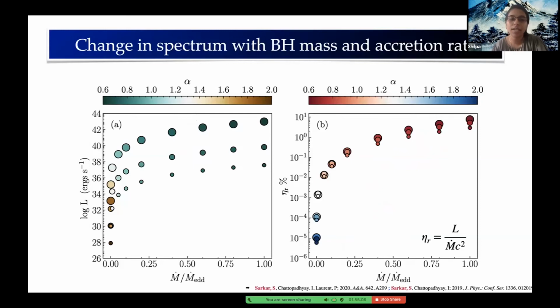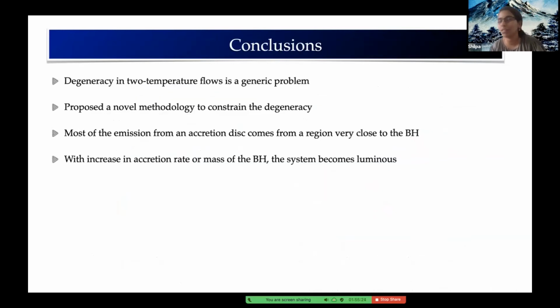And the spectral index, as we have seen, becomes harder with increase in black hole mass or with increase in accretion rate of the system. So here we have a darker red color. Here I finish my talk with the conclusions, that is, degeneracy is a generic problem. It doesn't depend on whether the compact object is a black hole or a neutron star or a white dwarf. And the proposed methodology to remove degeneracy doesn't apply only to these two compact objects, but it applies to all other objects in the two temperature regime.